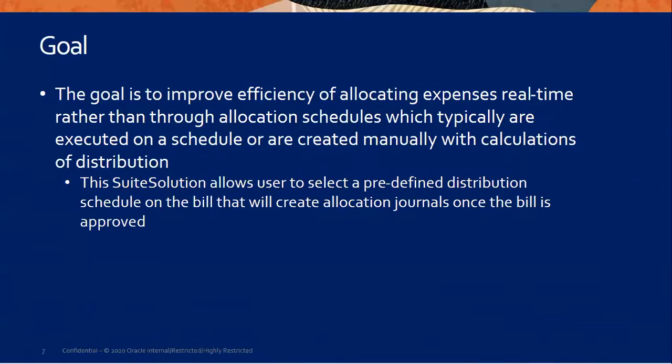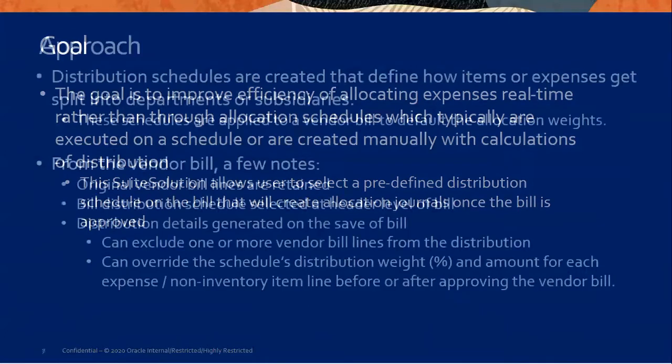And it allows you to, as I said, select the distribution schedule that you create on the bill, and there's a script that generates in the background on save of the vendor bill. It will create the allocation bills, or the allocation journals, once the bill is approved.